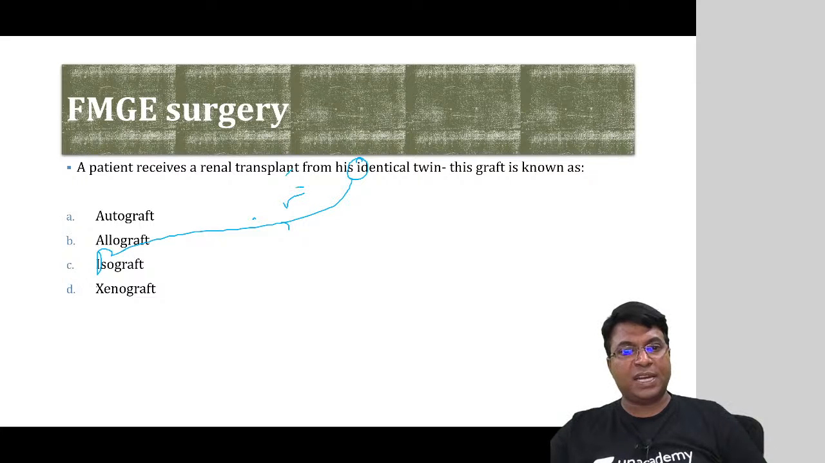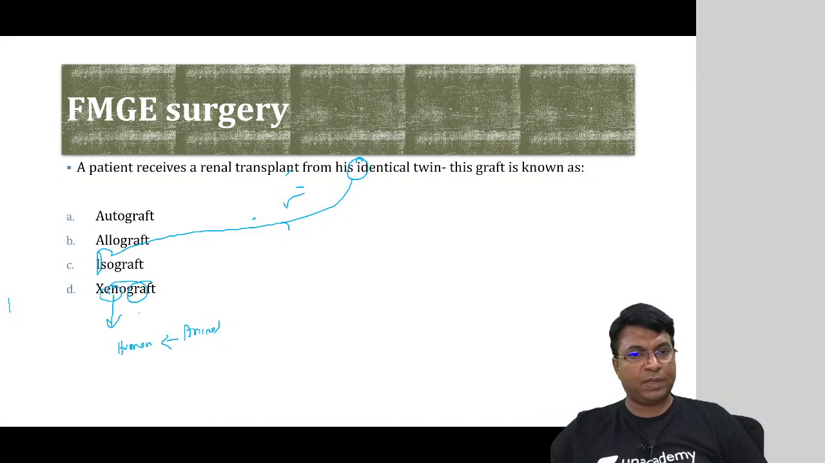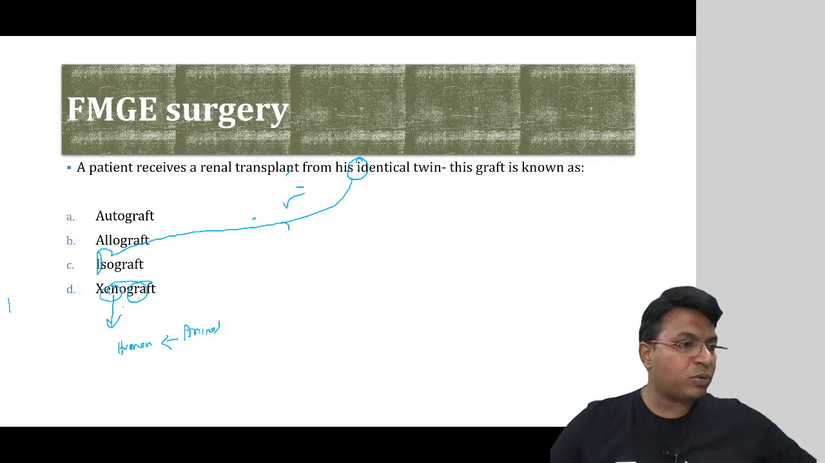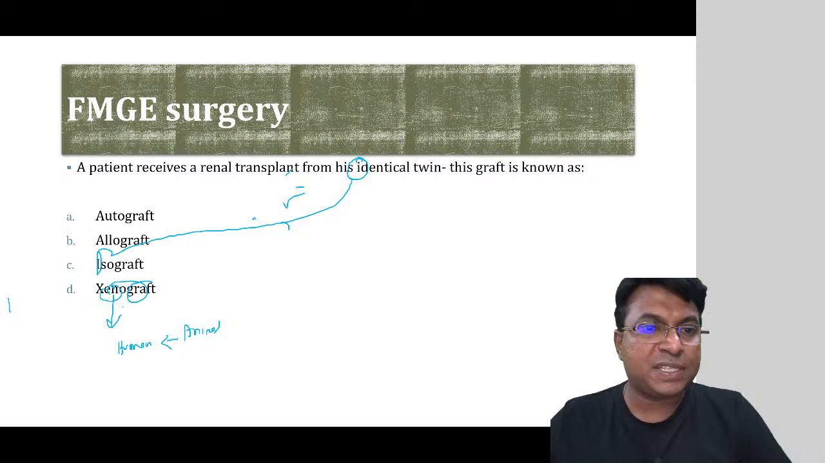Xenograft: the gene itself is different, so it is not human to human. It is human to animal, different species, animal to human. That graft is known as xenograft. Don't get confused. It's a change of species.